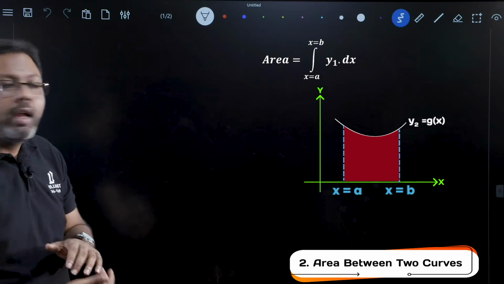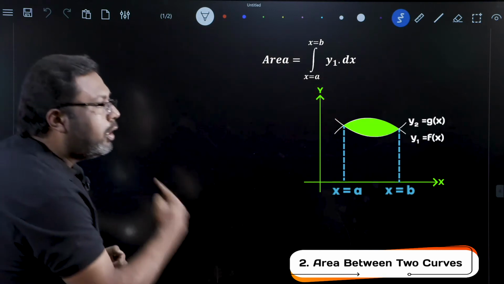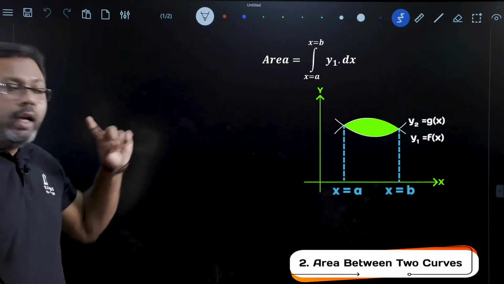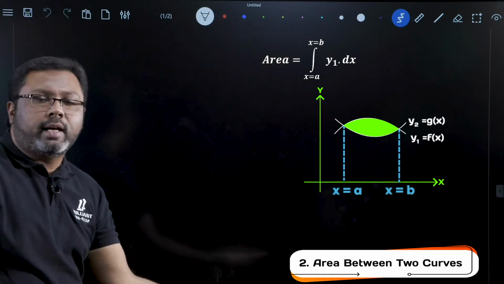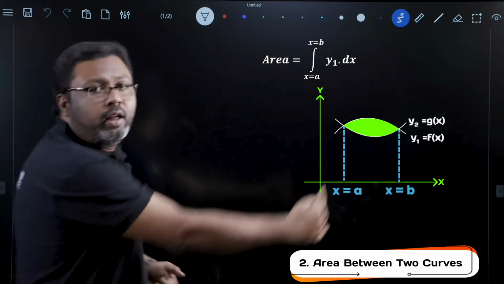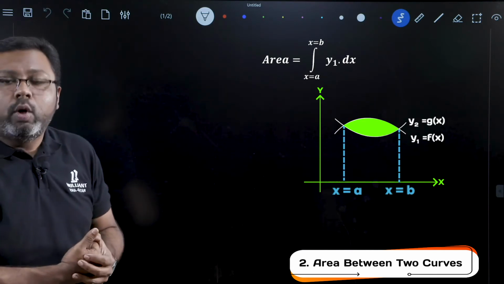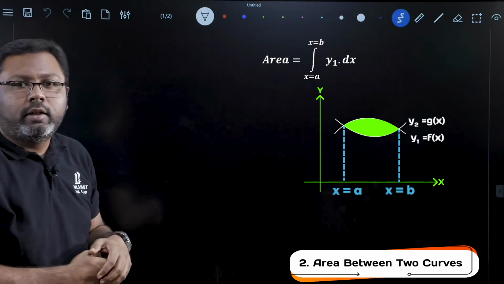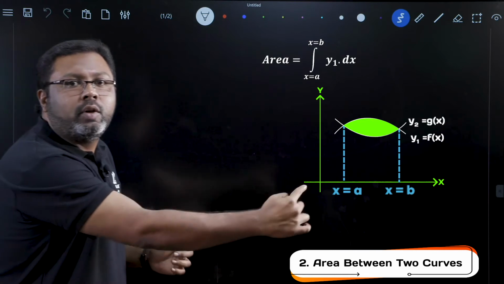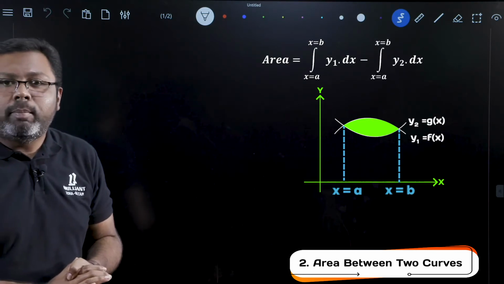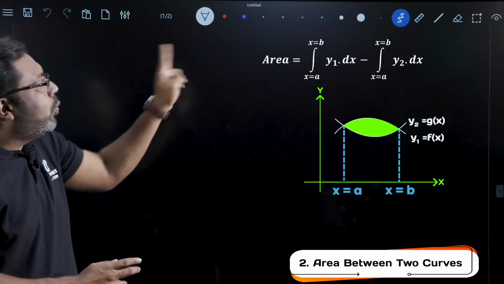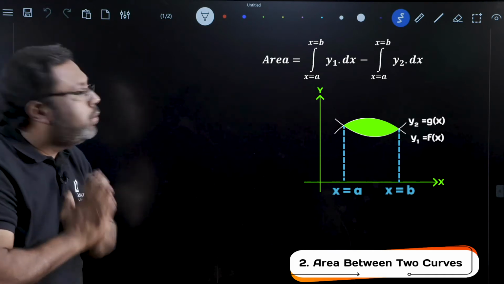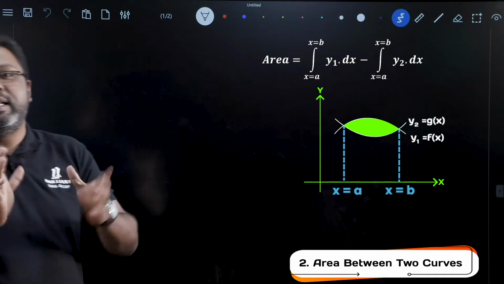Bring back both the curves again, y1 and then y2. We want the area enclosed between them. First we got the area under y1 up to the x-axis, then the area under y2 up to the x-axis. Now you get the area between the two curves. So what should you do for that? y1 minus y2. So the expression is going to be integral a to b y1 dx, which we wrote first, minus integral a to b y2 dx. Is it clear, all of you?